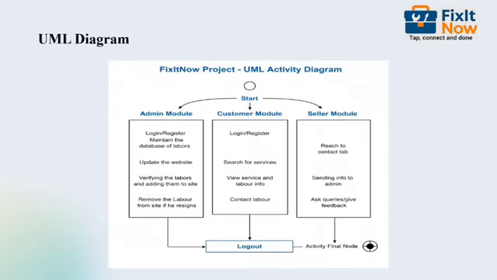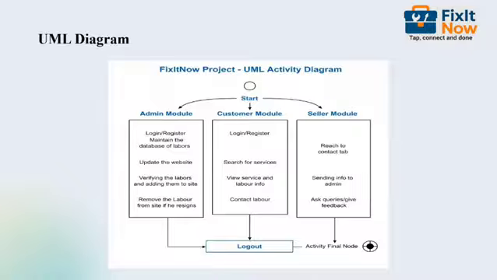And this is the UML activity diagram of our project. As I said, there are three main modules: admin module, customer module, and seller module. In the admin module, they login, register, and maintain the database of the labor. They also have control of the service providers. They update the website, verify the labor and add them to the site, and remove the labor if there is any inconvenience or if the service provider has resigned.